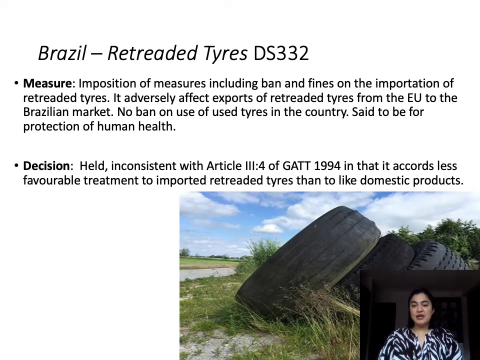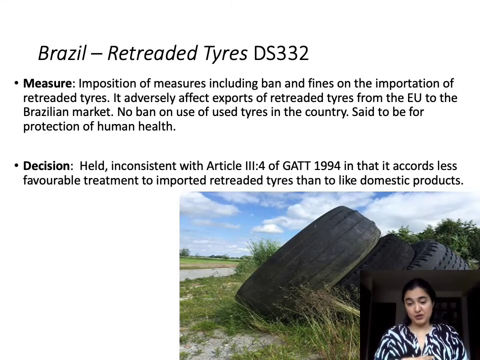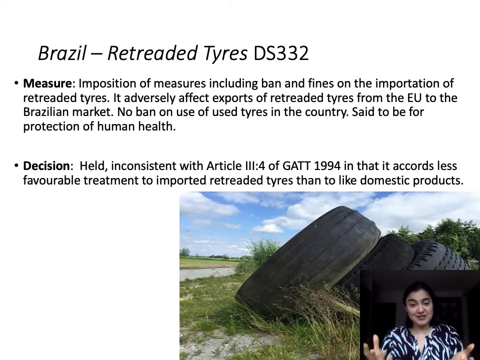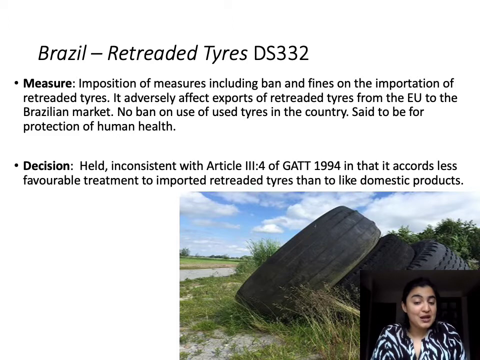Okay, so here is a case where Brazil imposed measures including bans. So Brazil banned the import of used tires in their country, saying that if they are importing these used tires in their country, it increases the number of used tires lying everywhere, and that gives rise to a higher probability of contracting diseases, because used tires create perfect breeding conditions for mosquitoes, and therefore increases the probability of humans catching mosquito-borne diseases. So this measure adversely affected the export of used tires from the EU, because EU was a major exporter of used tires to Latin American markets.